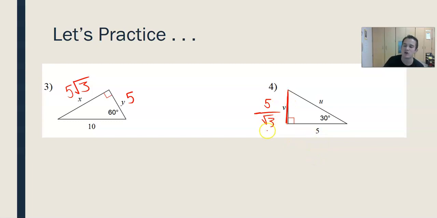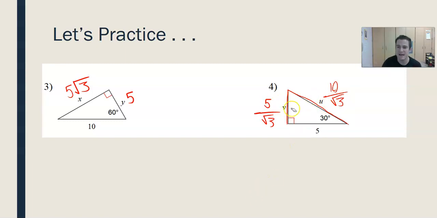Because if I wanted to go from the short side to the long side, I'd have to multiply by the square root of 3. The square root of 3's would cancel out, and I'd be left with 5. So the short side is 5 divided by the square root of 3. That means the hypotenuse has to be double that, or multiplied by 2. When I multiply that by 2, I'll get 10 over the square root of 3.